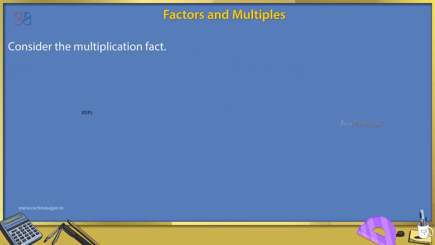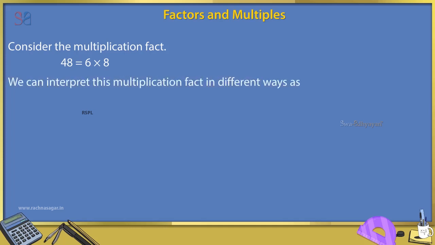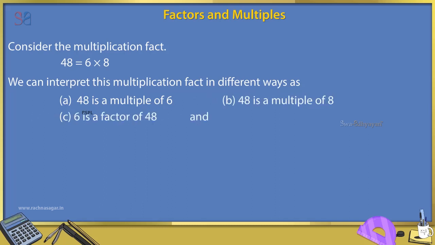Consider the multiplication fact 48 is equal to 6 multiplied by 8. We can interpret this multiplication fact in different ways as: A. 48 is a multiple of 6. B. 48 is a multiple of 8. C. 6 is a factor of 48, and D. 8 is a factor of 48.